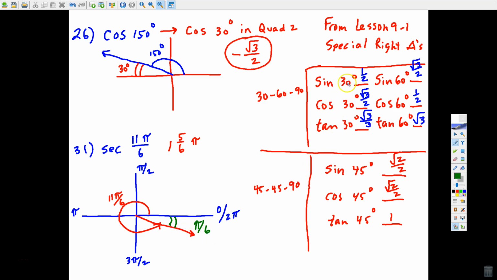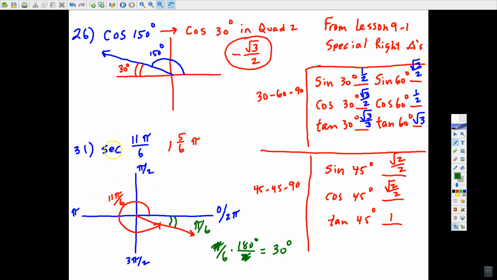Well, unfortunately, all of my ratios, my functions for the special right triangles are all in degrees. Well, that's not that big a deal, because we learned how to take radian measures and convert them over into degree measures. And this one's pretty easy. I just multiply by 180 degrees over pi. Pi's cancel. 180 degrees divided by 6 is 30 degrees.